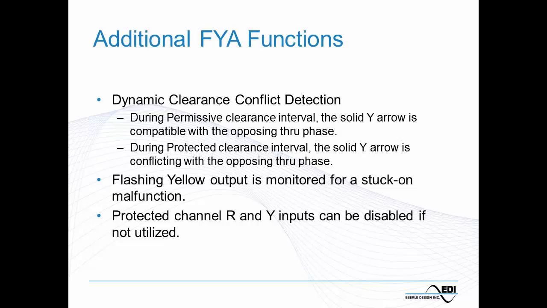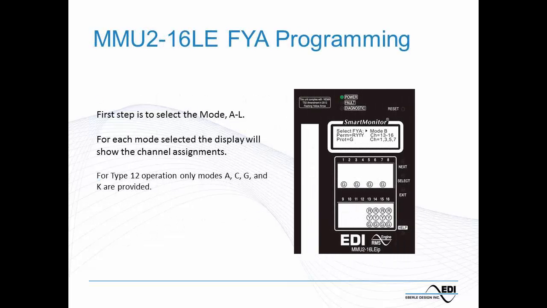Okay? So those are kind of some new tricks that we need to be aware of in programming MMUs for flashing yellow arrow operation. So let's see how we do that. I've got some simple example here of the EDI MMU2-16LE monitor. We're going to show you the front panel screenshots. We can program this up right from the front of the monitor. We could use the EDI ECCOM software, set it up there, upload that configuration to the monitor. Several different ways to accomplish this. I'll just show you the front panel method.